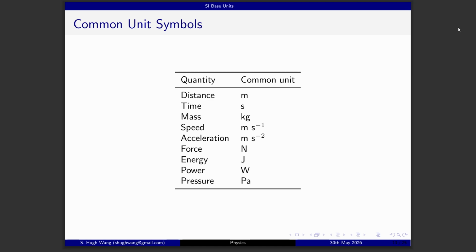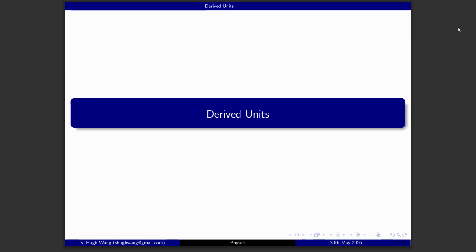At this stage, do not try to memorize every unit as a separate fact. The more powerful idea is that many units can be derived from equations. Now, let's see how new units are built from these base units.